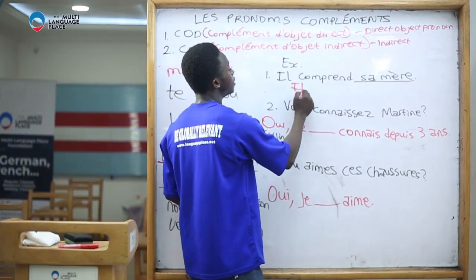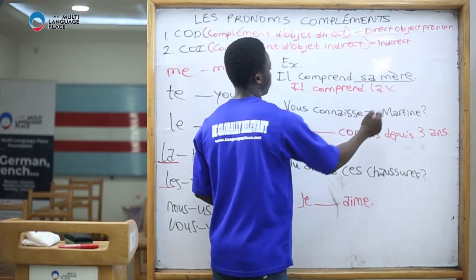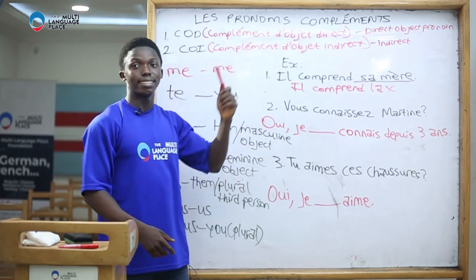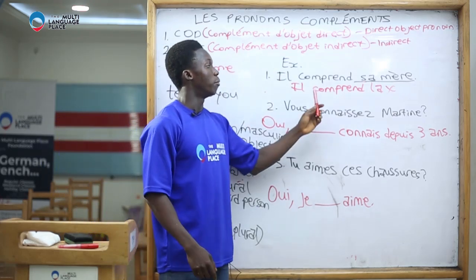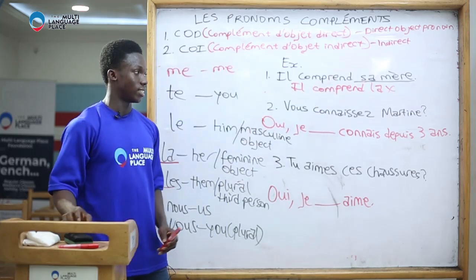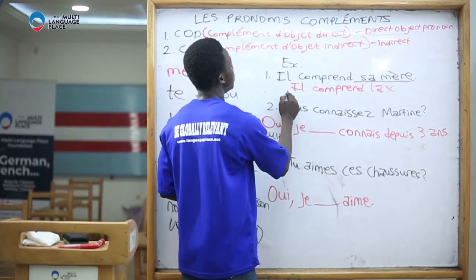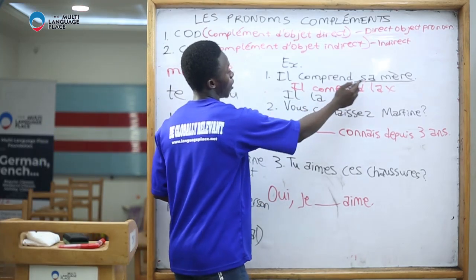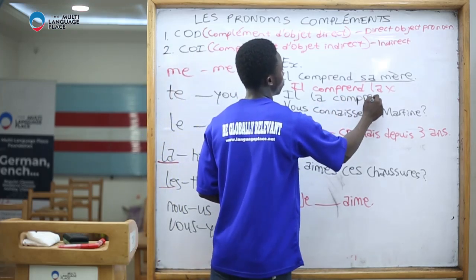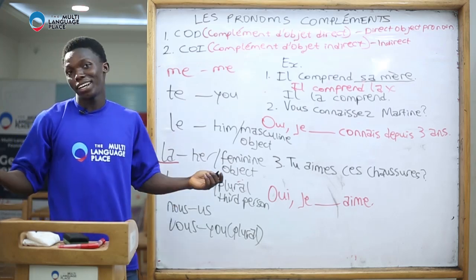But then we cannot say il comprend la. This will be wrong. Why? Because COD, that is direct object pronouns, always come before the verb. They come immediately before the verb, acting on it. So instead of saying il comprend la, I would say il la comprend. Il comprend sa mère. Il la comprend.